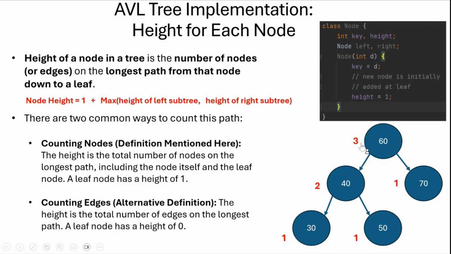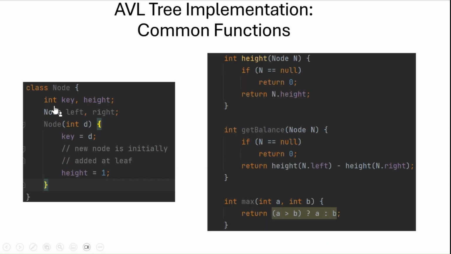3 is the height. So basically the formula to calculate the height of a node is 1 plus the maximum of the height of the left subtree and the height of the right subtree. Here 1 is for the node for which we are calculating the height. Whichever is the maximum, we take it, because we need to check the longest path, plus 1. That is the height of that node.